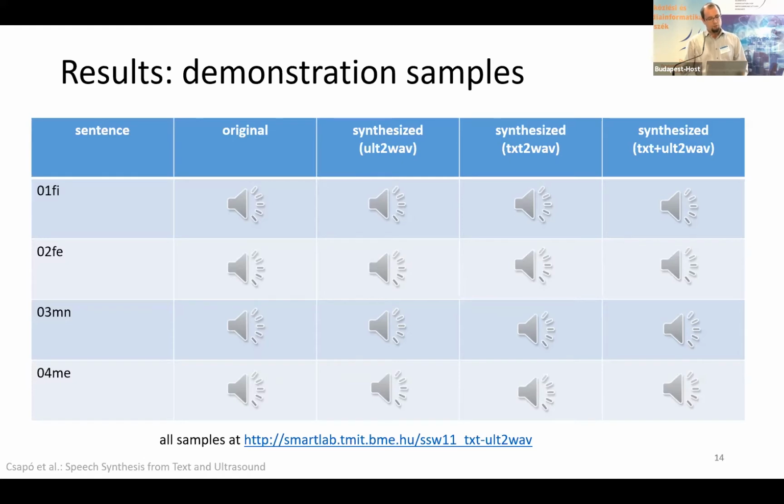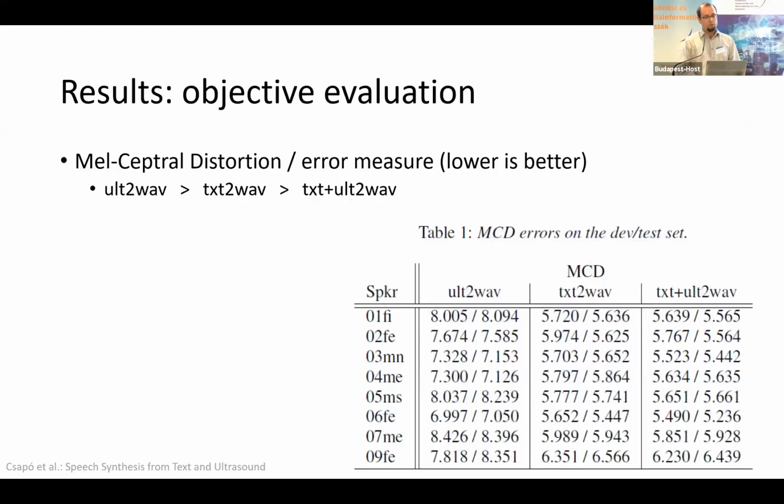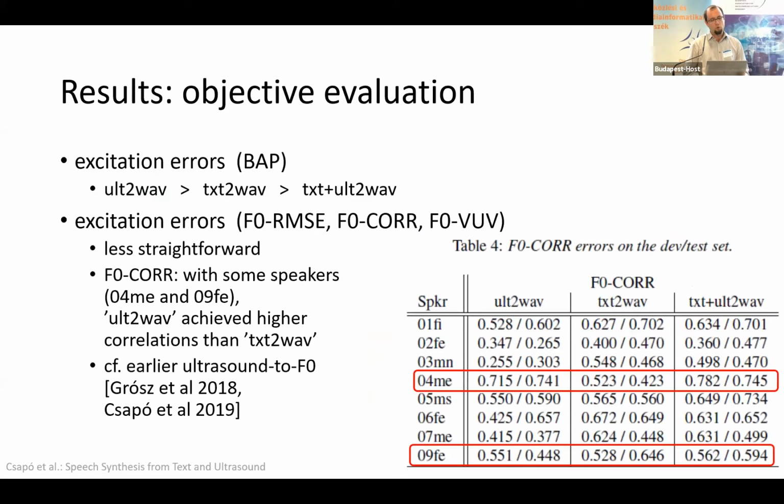Okay, so these were a couple of demonstration examples. We did an objective evaluation with mel-cepstral distortion. In general, the lower values are better. The weakest system is the ultrasound to speech, after the text to speech. And there is a slight improvement for text and ultrasound to speech. Similar tendencies are found with the excitation-related features of the vocoder, like the band aperiodicity and also F0 for the excitation.